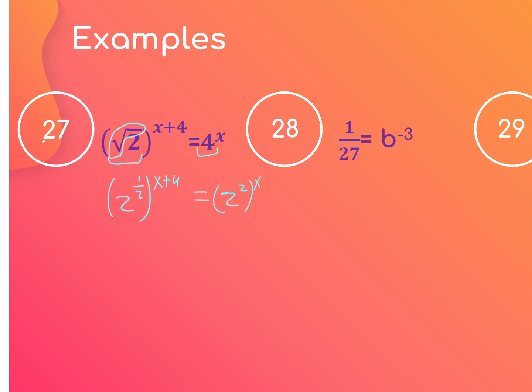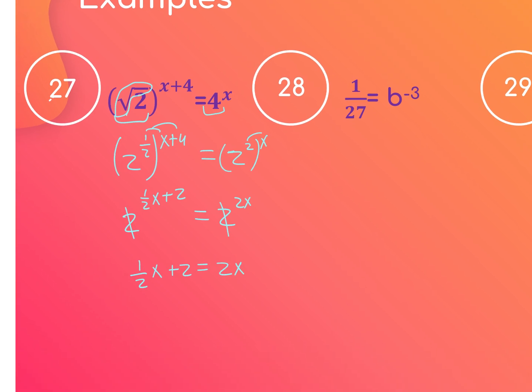And now we wrote these to have a base of 2. So I can go ahead and use power to a power to multiply. And then I get 1/2 times x. So I get 2 to the 1/2 x. And then 1/2 times 4 is going to get you 2. Right, and this equals 2 to the 2 times x is going to get you 2 to the 2x. And now we can go ahead and cancel out our bases, and we got 1/2 x plus 2 is going to equal 2x.